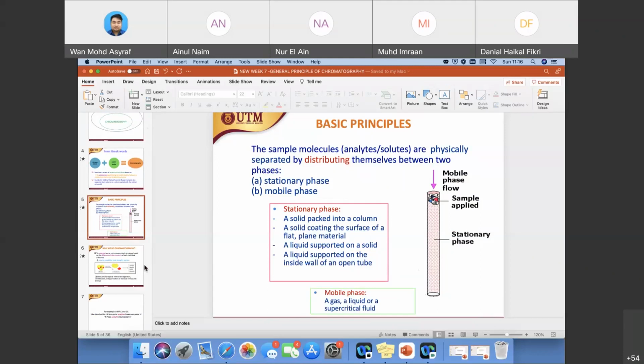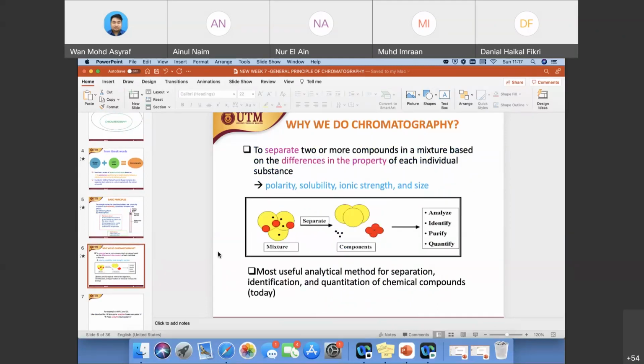The pink one or the yellow one is your analyte, where it has been separated. From the first drop of ink, which is the pink ink, that is your sample. But inside the ink there are two analytes, the pink pigment and then the yellow pigment, which is your second analyte. So now, why do we do chromatography actually? Basically, when we do chromatography, it is to separate two or more compounds in a mixture based on the differences in the property of each individual compound.